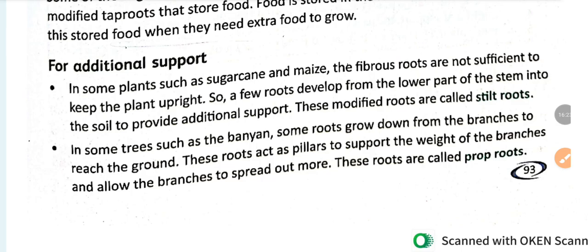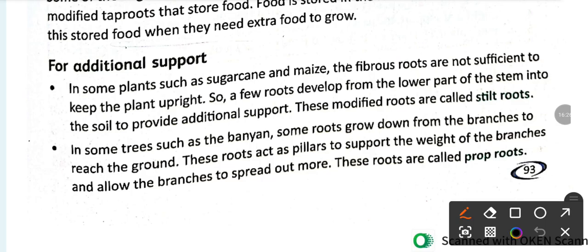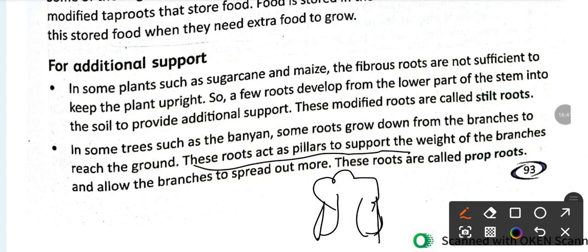In some plants or trees such as banyan, the roots grow down from the branches. Like suppose this is a banyan tree, then the roots will grow like this. You know why? To support it, to act as a pillar, because the weight of the branches and the tree is so large that they need to spread out more, and hence they are called prop roots.